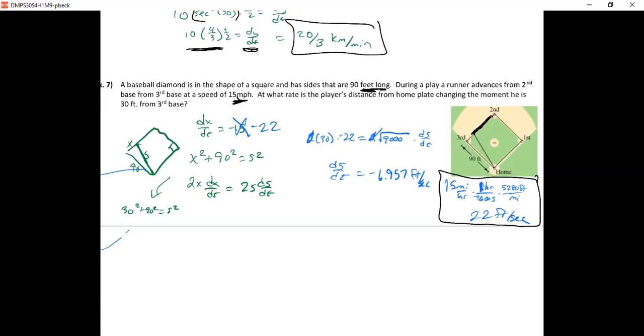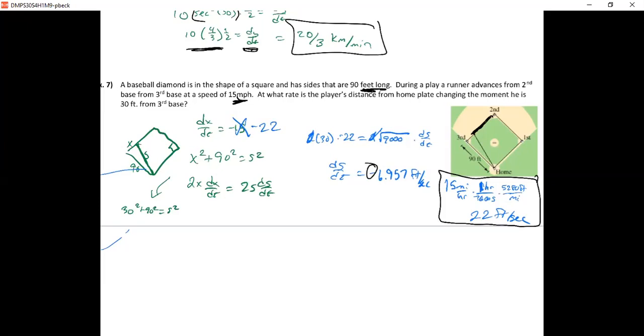At what rate is the player's distance from home changing the moment he is 30 feet from third base? As we're taking a look at this overall situation that I'm about to highlight, as the player is advancing to third base, you should see that the distance to home is getting smaller and smaller, because it goes from here to here to here. So the ds/dt that we should find ends up being negative. I was in erase mode instead of circling mode.